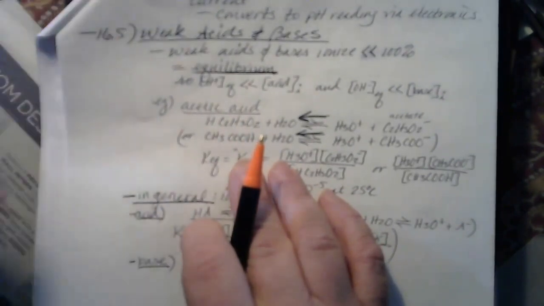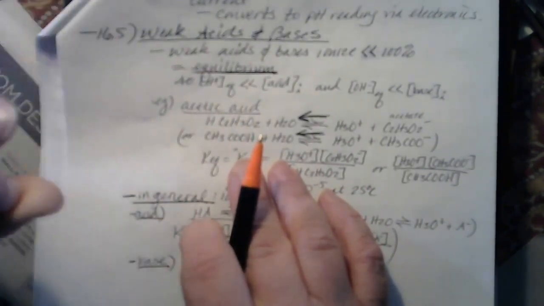And so for a given weak acid, say if you have a 0.1 molar solution of acetic acid, and you want to know what the H+ ion concentration is, you cannot assume that the H+ ion concentration is the same as the concentration of the acid, because we don't know how much the acid dissociates.